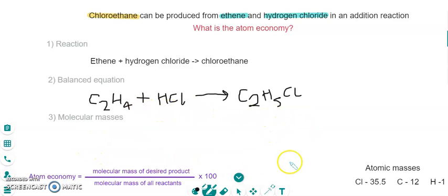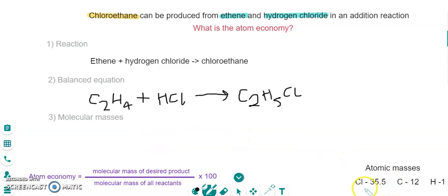Before we even plug in the numbers, can you think as to what the atom economy is going to be, considering we only have one product? Now, since we only have one product, that means there's no waste. And if there's no waste, then that means all the product that is formed is the desired product. Let's work through the numbers.